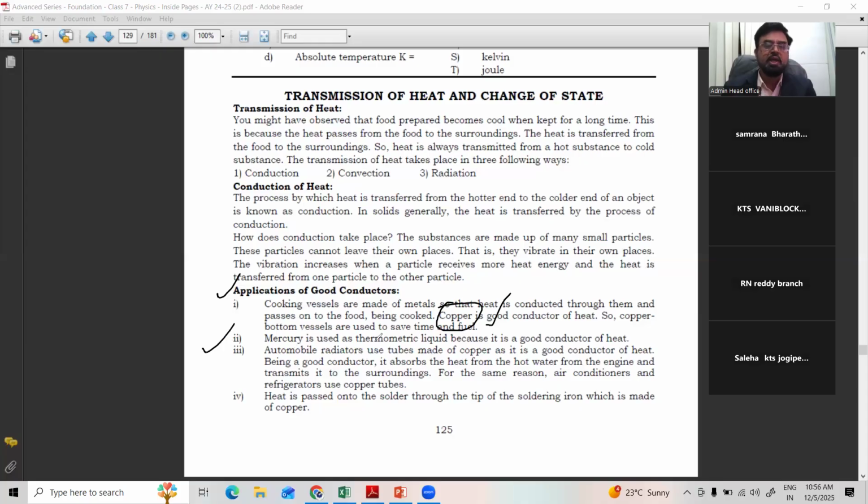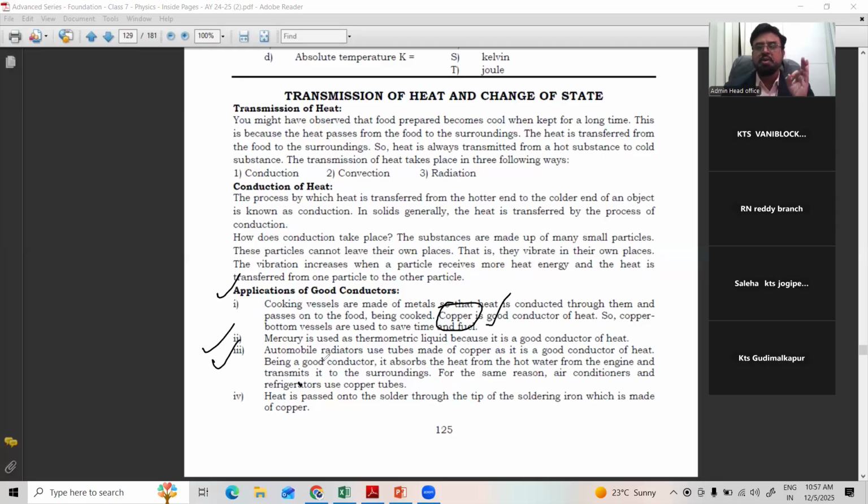Second, mercury is used as the liquid in thermometers because it is a good conductor of heat. Mercury also comes under semi-solid. Then automobile radiator tubes are made of copper, a good conductor of heat. Being a good conductor, it absorbs heat from the hot water from the engine and transmits it to the surroundings. For the same reason, air conditioners and refrigerators also use copper tubes.